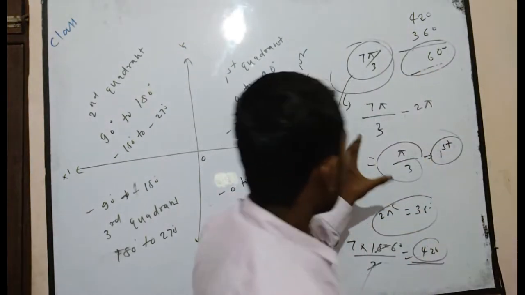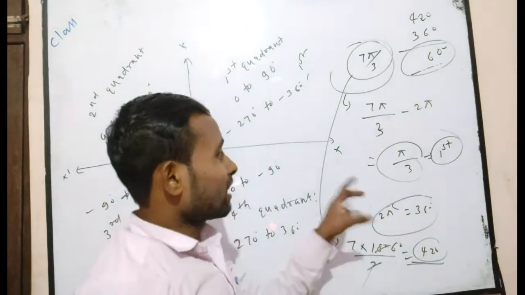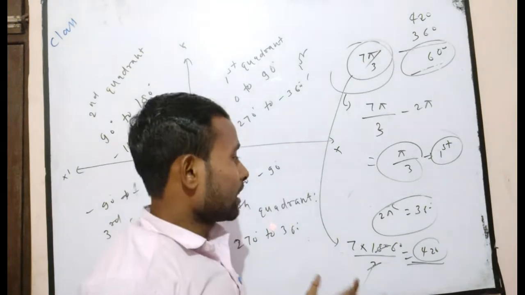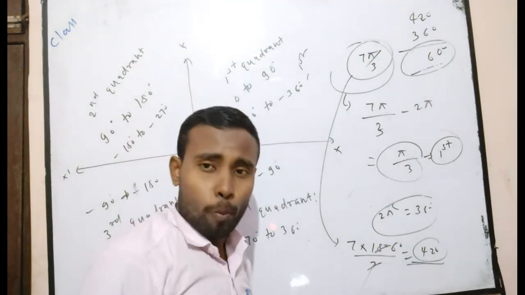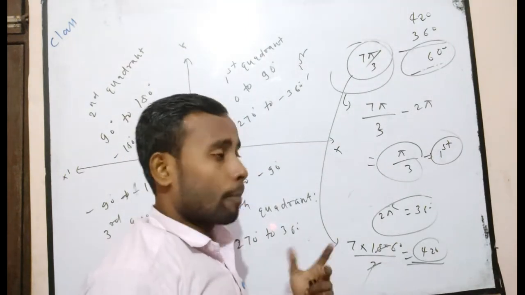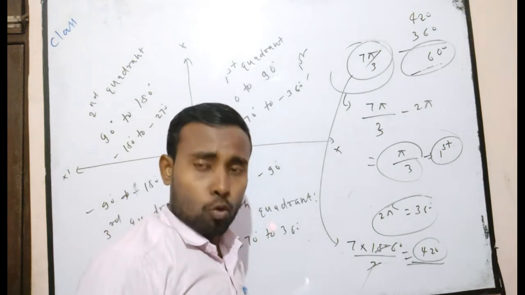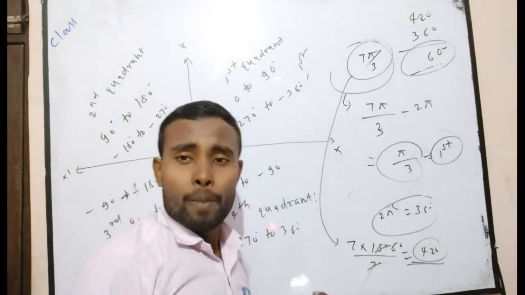That is, first of all, you have to understand how you can recognize in which quadrant a given angle lies. The simple process is by adding 2 pi radian, that means 360 degree, or by subtracting 2 pi radian. It depends upon whether the given angle is positive or negative.